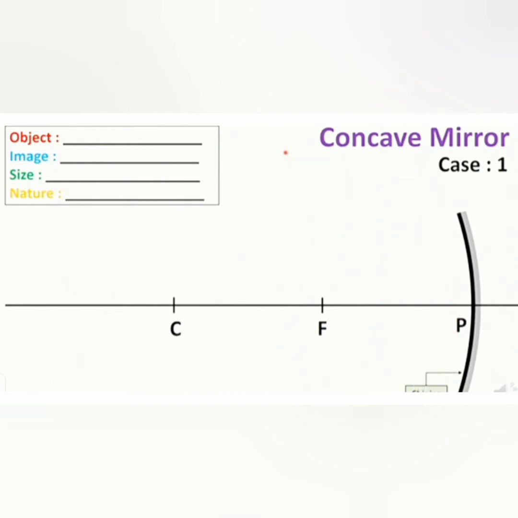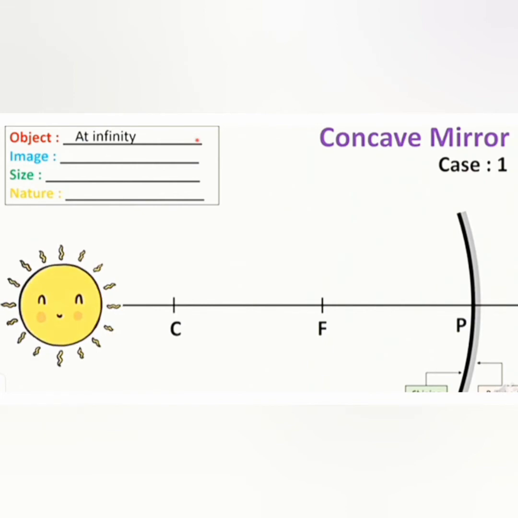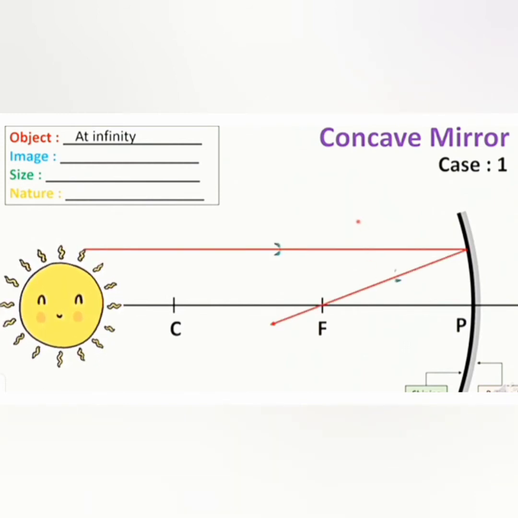So let's start case number 1. The object is at infinity. A light ray will fall on the mirror parallel to the principal axis. After reflection, it will reflect through the focus. We know we need 2 rays to complete this diagram, so another ray will also fall on the mirror. It may come to the mirror through the center of curvature or from another part. We need minimum 2 rays as I told earlier.